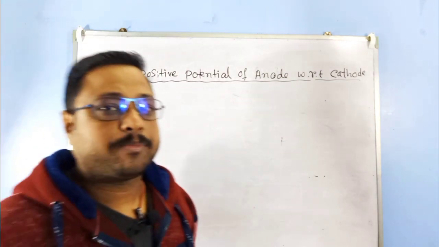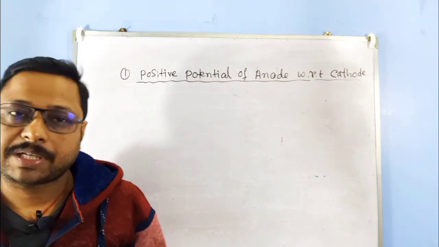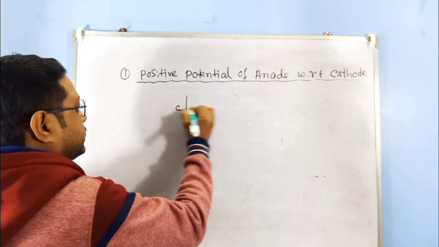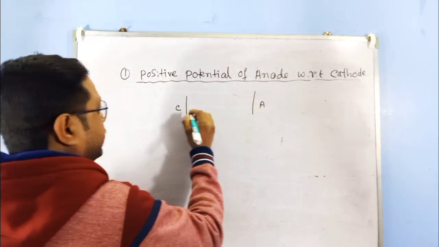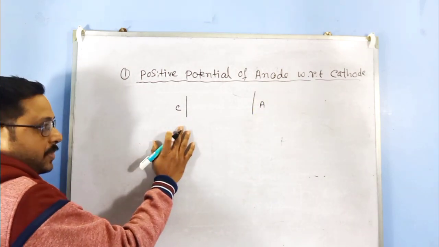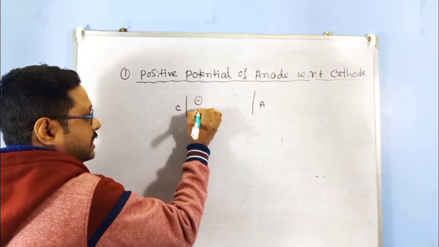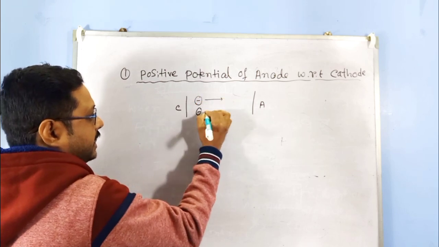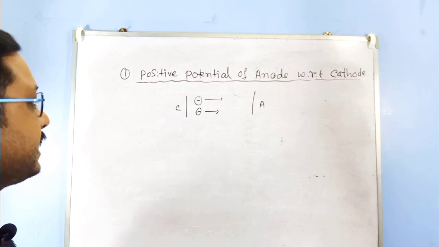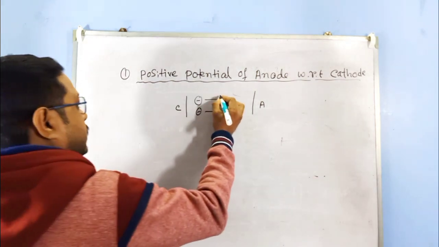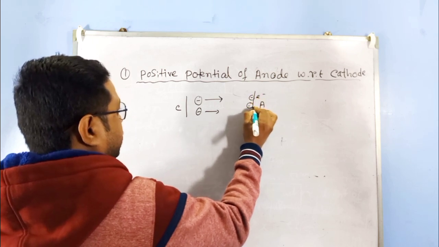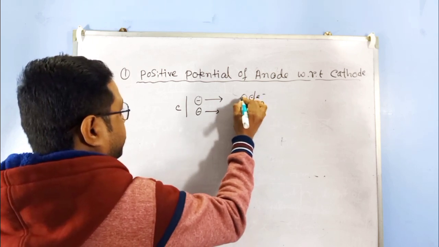When the anode is kept at a positive potential with respect to the cathode, then, as electrons are negatively charged particles, they will easily be attracted towards the anode. Now, these electrons accumulate on the anode.